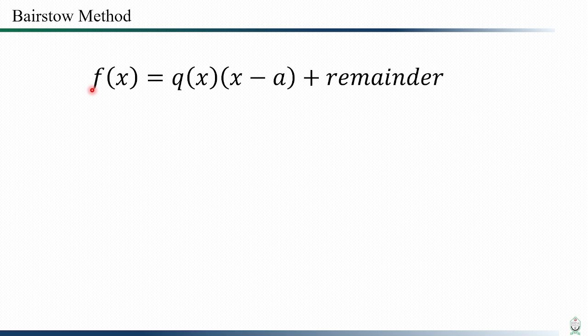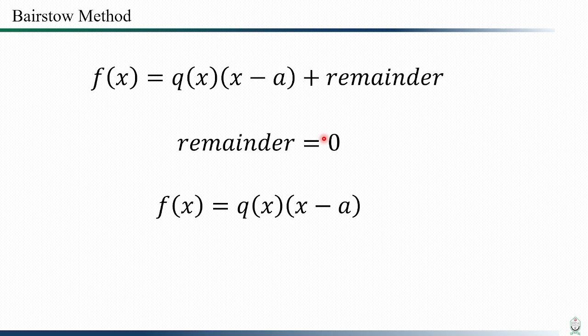As I have said, Bairstow method works only when the function given to us is in the form of a polynomial. So before we dive deeper into the working methods of Bairstow method, we should learn a few basics about polynomial. If f of x given to us is a polynomial, that should be rearranged in this format also. And if the remainder is 0, we can then say that the function can be rearranged as this, and a is one of the root of the given function.